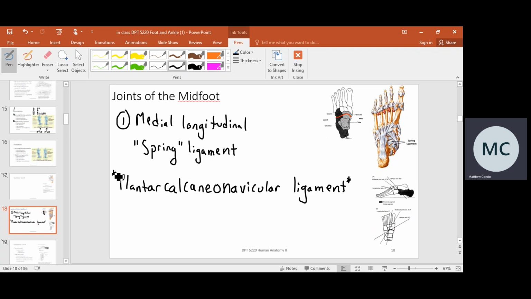So my plantar calcaneal navicular ligament is going to attach two different sections together. And I'm going to draw this out, a very rudimentary, elementary drawing like I always do. This is going to be a lateral view of my calcaneus. We're going to call this lateral calcaneus.